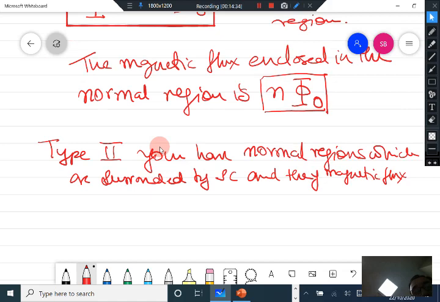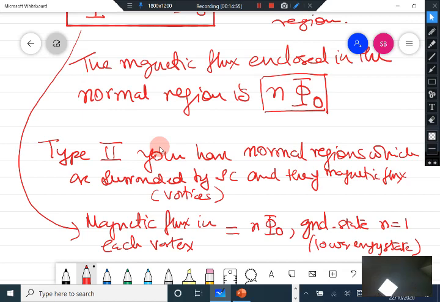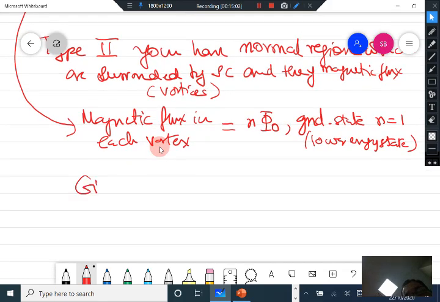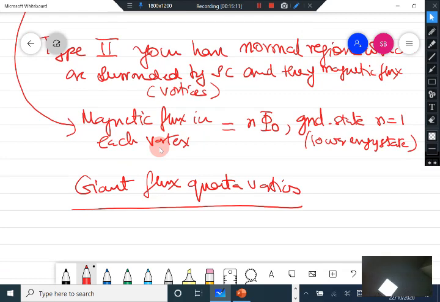Okay, the normal regions inside the superconductor are vortices. The magnetic flux in each is n times the flux quantum, and the ground state is n equal to 1. At the lower end, there is only one flux quantum in a vortex. Of course, there are situations in which you can have giant flux quanta also. You can have vortices with giant flux quanta, but they are produced under extreme circumstances.